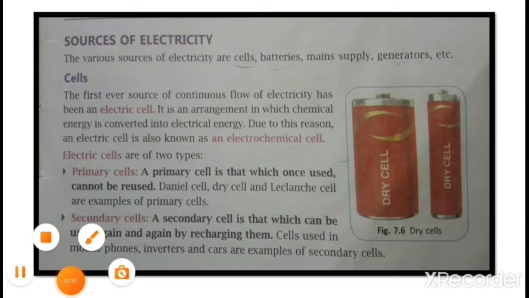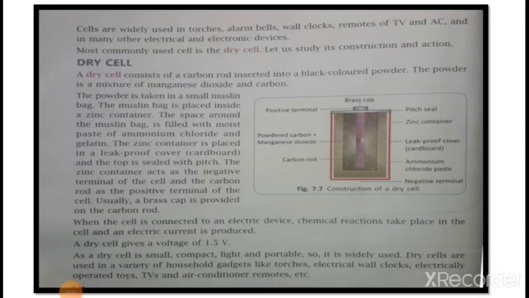Okay. Cells are widely used in torches, alarm bells, wall clocks, remotes of TV and AC, and in many other electrical and electronic devices. The most commonly used cell is the dry cell. Let us study its construction and action.